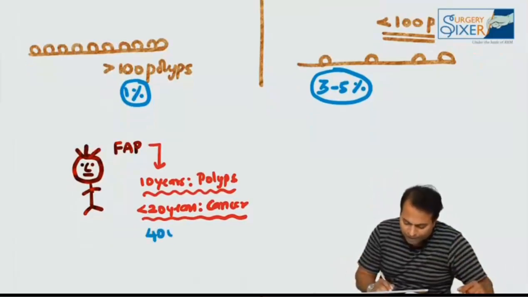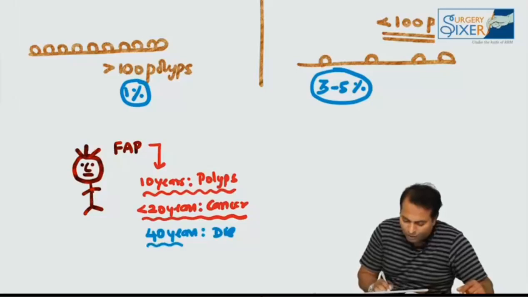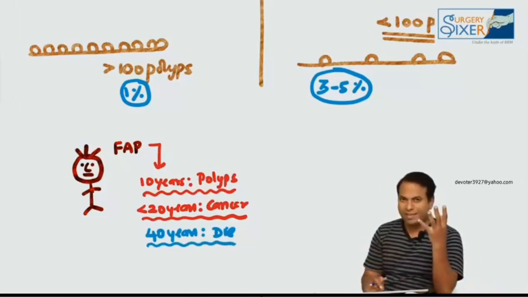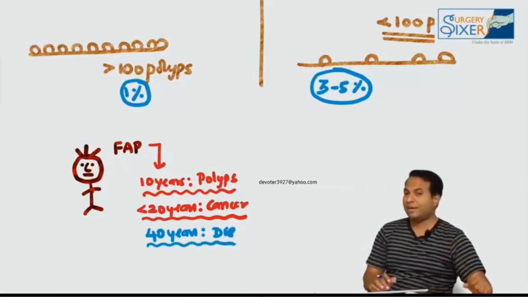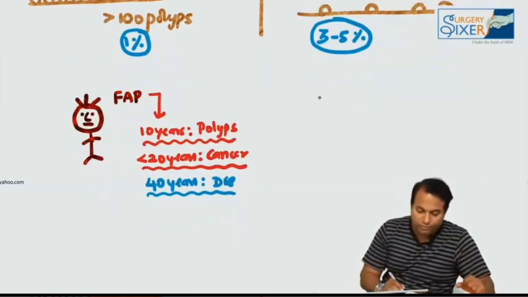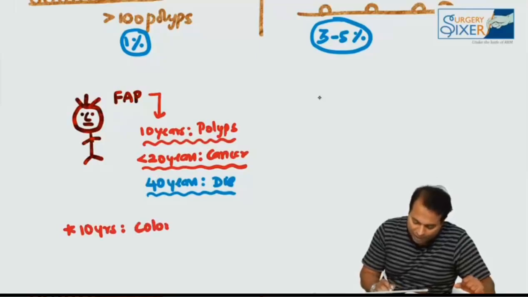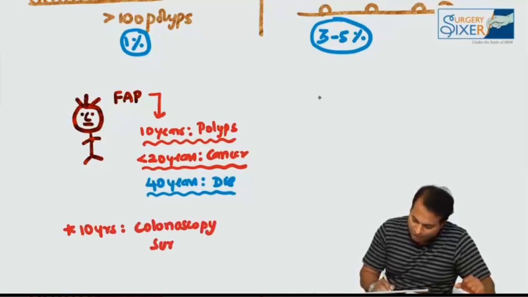And by age of 40 years, they all will die of colon cancers. This is the life of FAP. At 10 years they develop polyps, at 20 years they develop cancer, and by 40 years they will die. So what to do for these patients? From 10 years onwards, we have to do colonoscopy surveillance. Colonoscopy surveillance must be started.